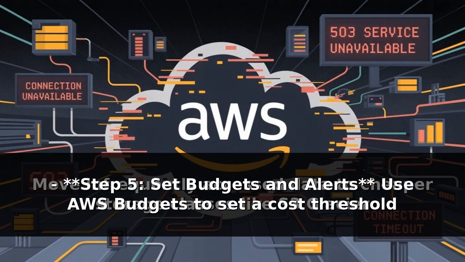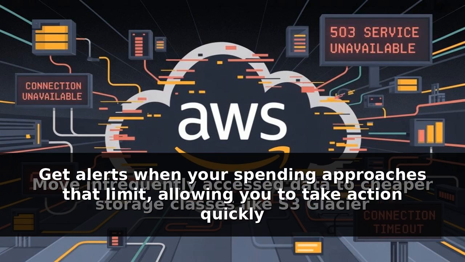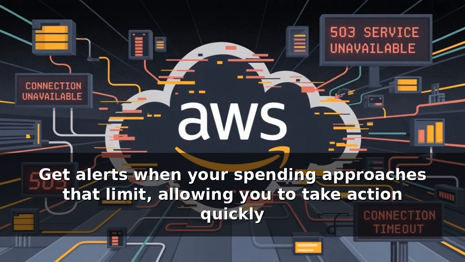Step 5. Set budgets and alerts. Use AWS Budgets to set a cost threshold. Get alerts when your spending approaches that limit, allowing you to take action quickly.